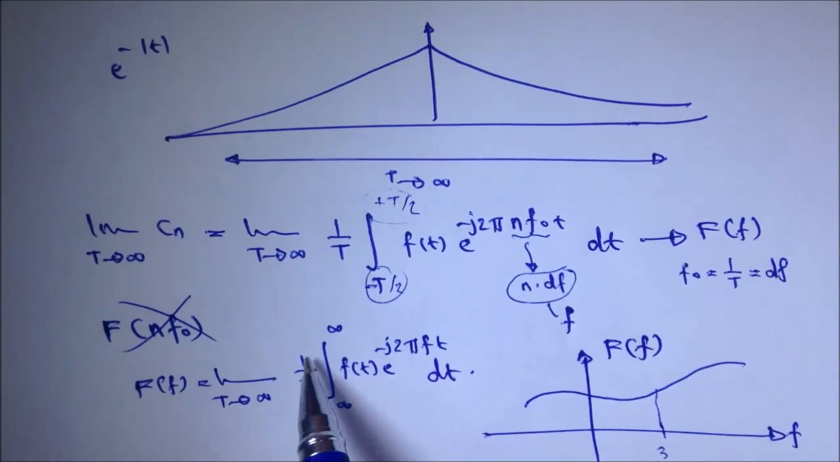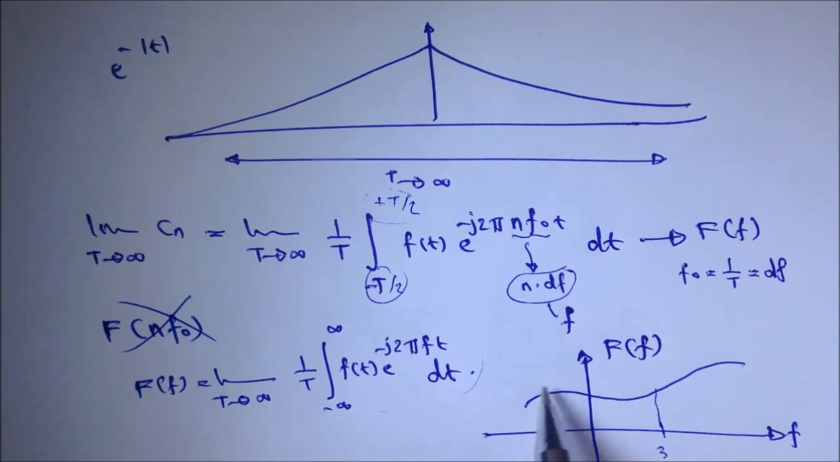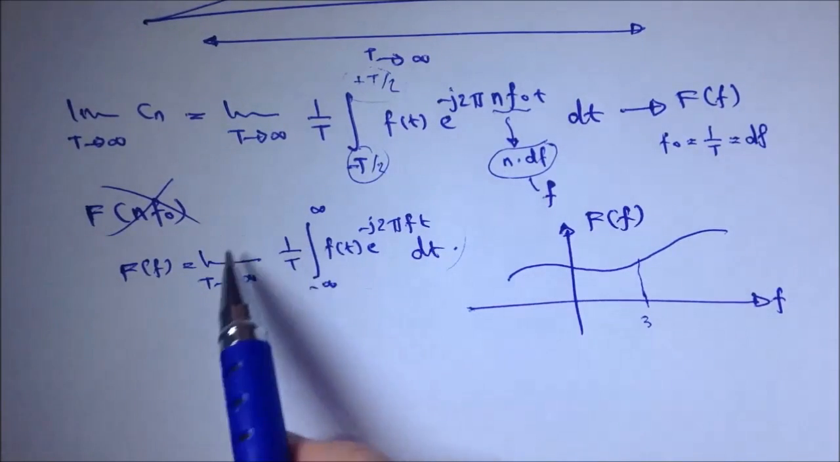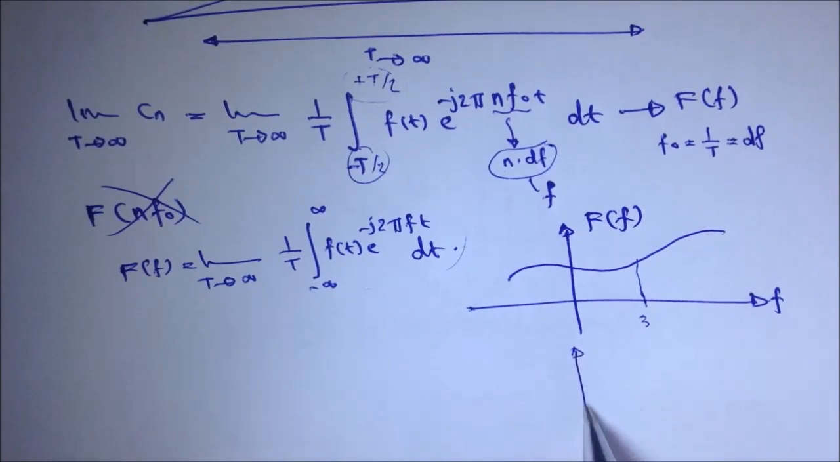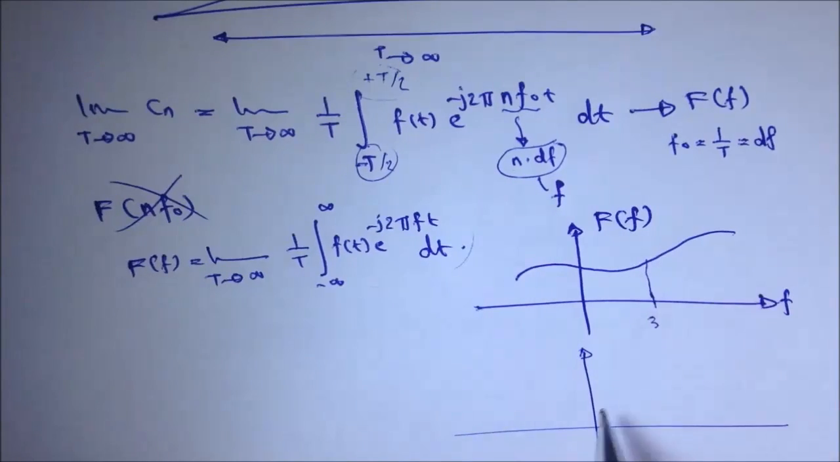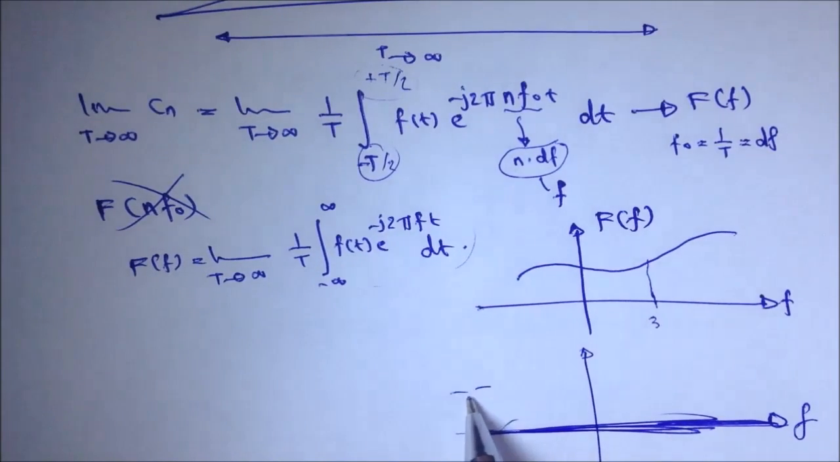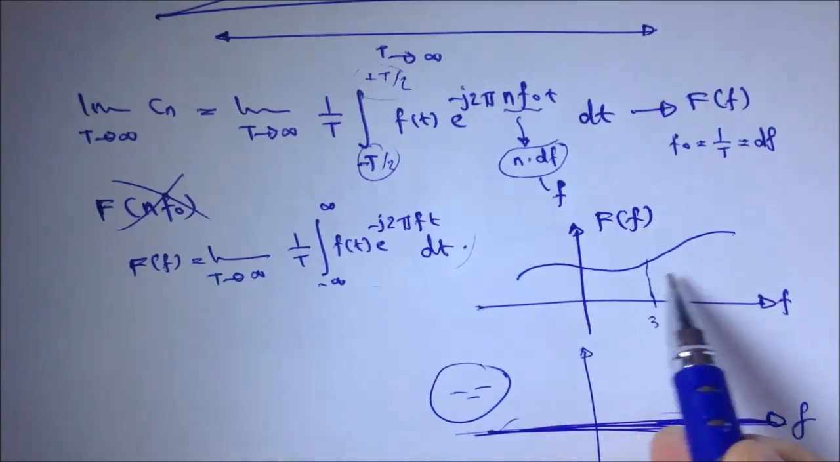Now, as for this part of 1 over t as t approaches infinity, it will be a very small number such that when it's multiplied by the value of this integration, it will make it 0. So if this integration gave you this function, then the multiplication by the factor of 1 over t as t approaches infinity will make this look like this: 0 everywhere, regardless of the value of the function.